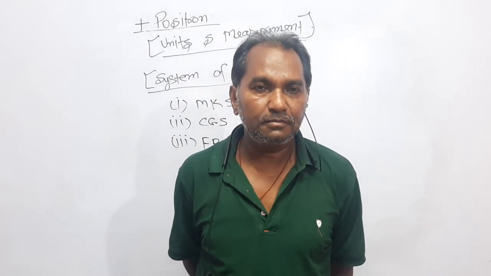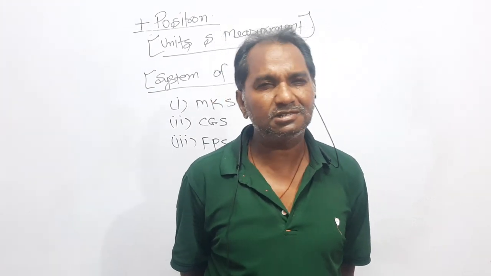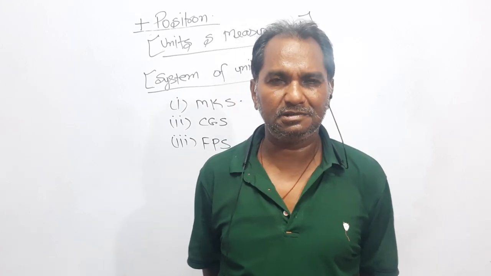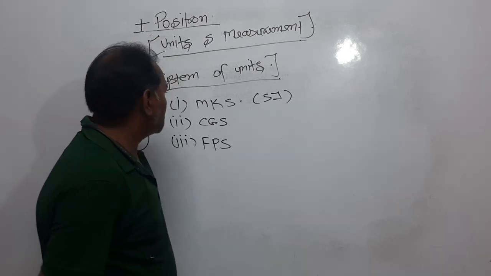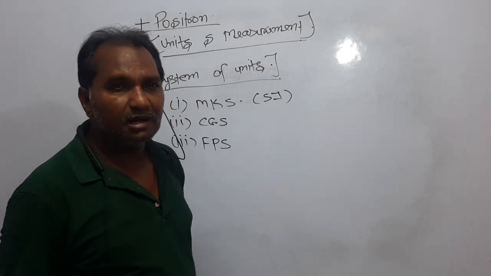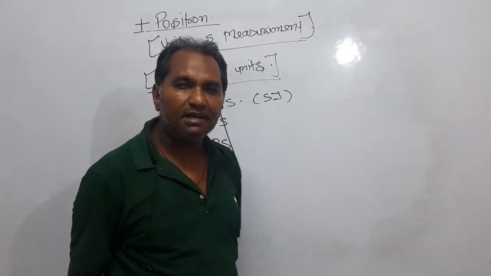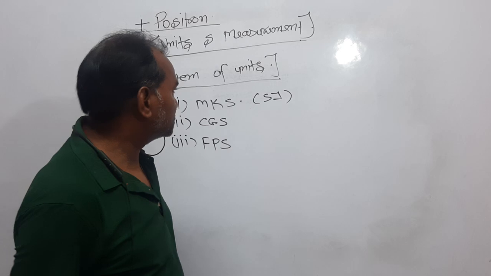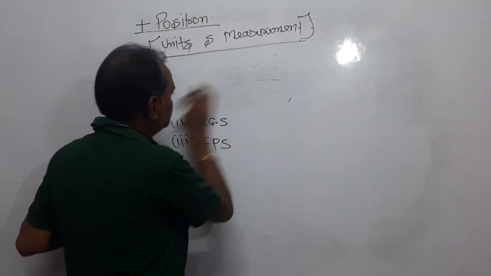There is a very famous book called Resnick Halliday that people used to study. In that book, most of the units are in the FPS system. So the three basic systems of units are MKS, which is the SI system, the second one CGS, centimeter gram second, and the third one FPS, foot pound second. Now, dear students, let's move further.